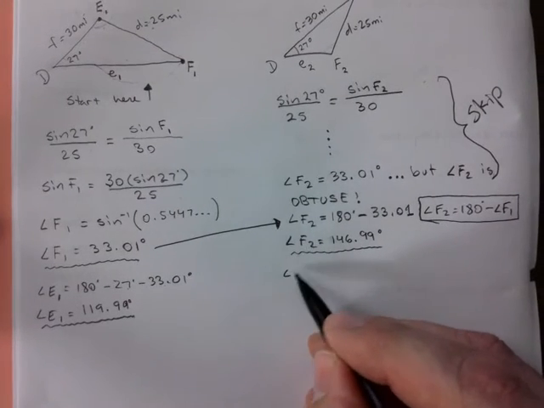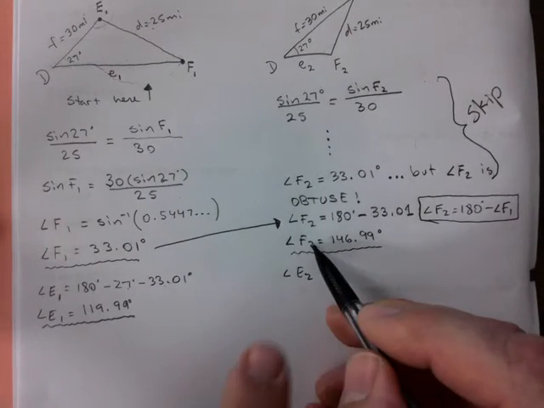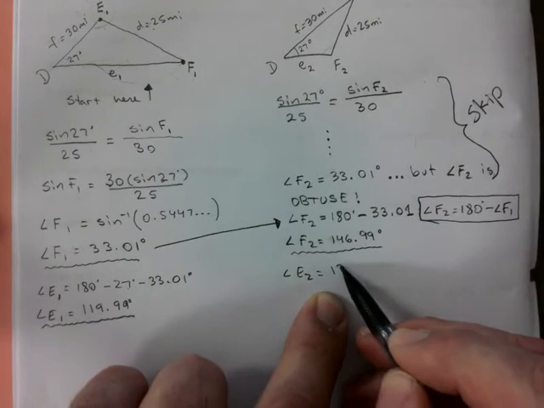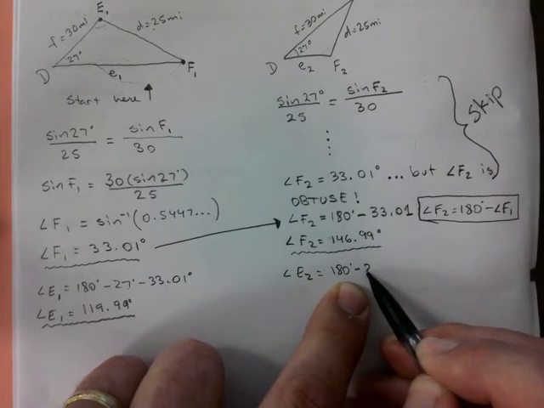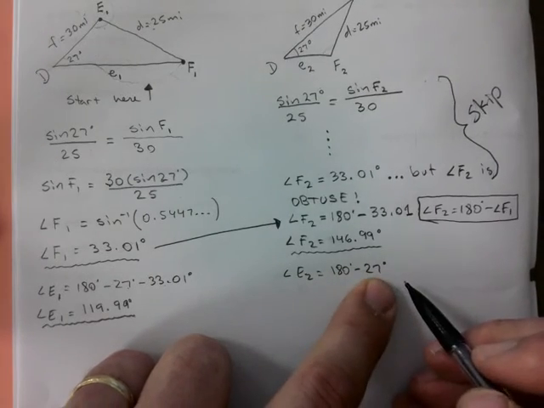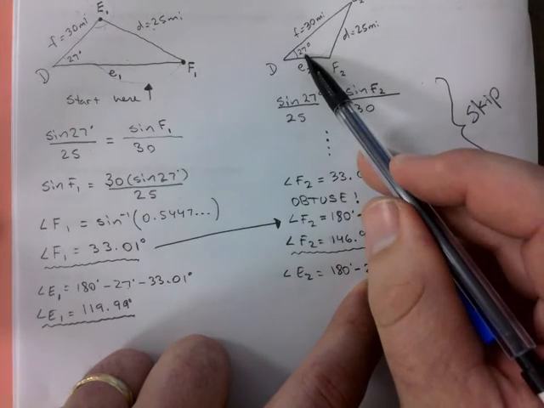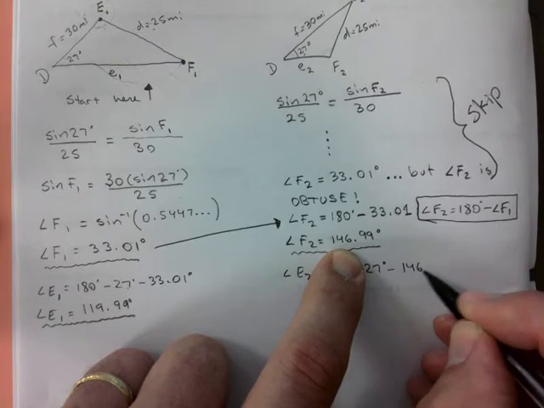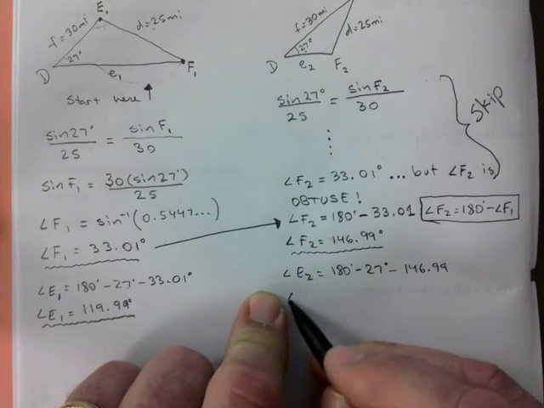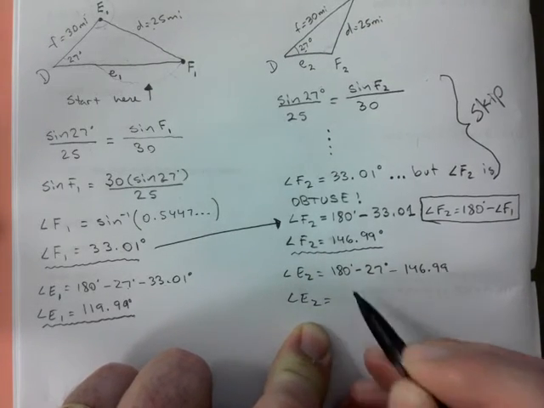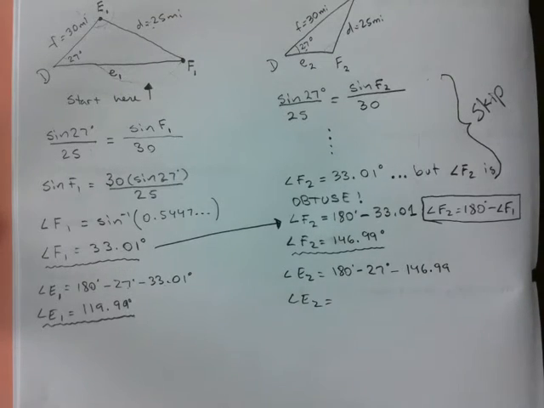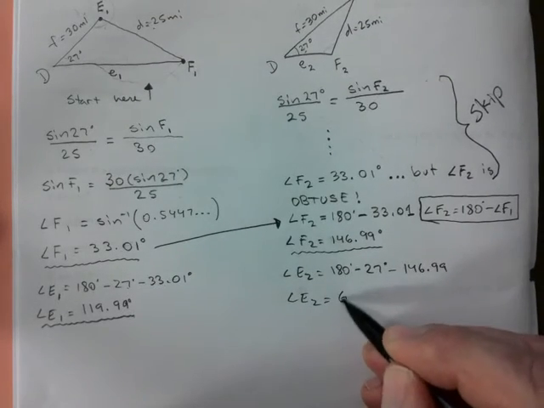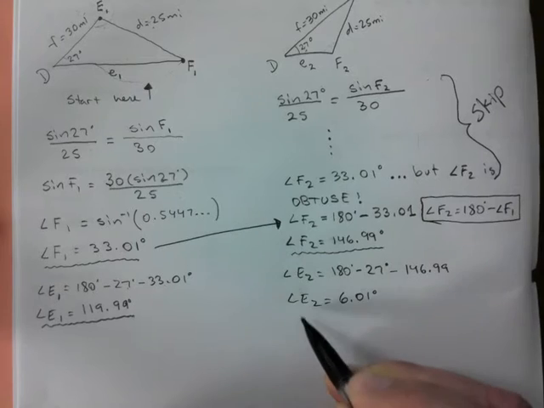And then angle E2, because now I have two angles as well. Careful, careful. 180 minus 27, right? The one angle that I know, this one, minus this one that I just found. So 180 minus that, it's a very small angle. It's 6.01 if you're following.